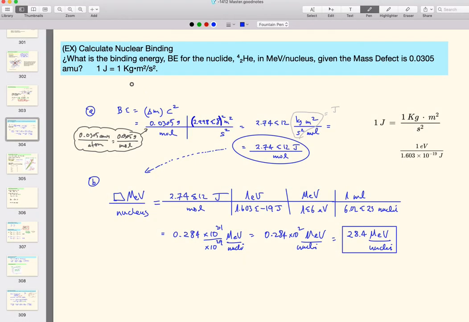Well, let's take a sample problem. What is the binding energy for the helium atom in mega electron volts? Remember, mega? Mega is a million of something. In mega electron volts, given the mass defect is 0.0305 AMU.